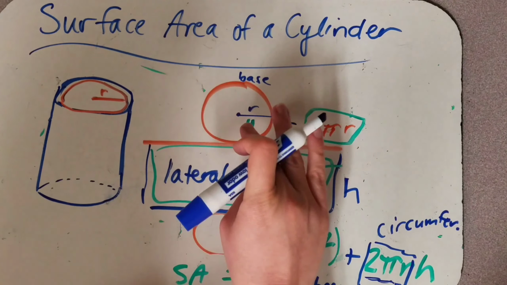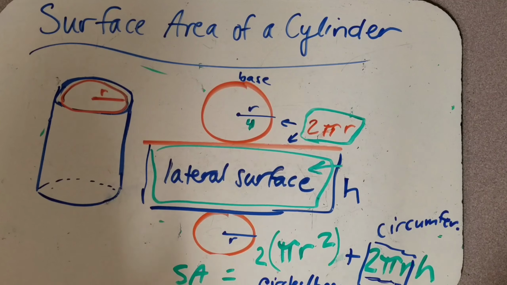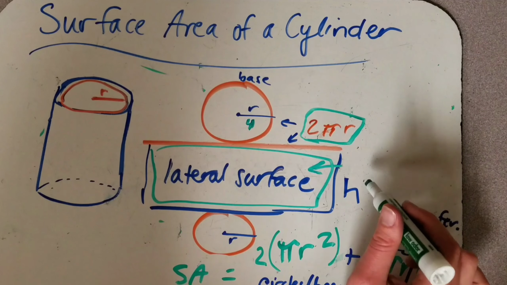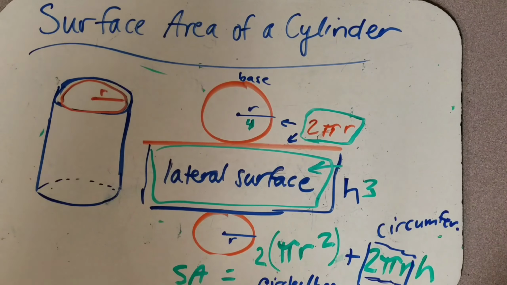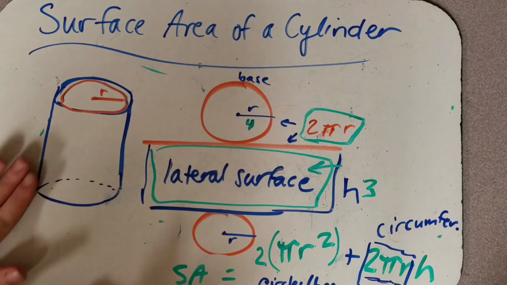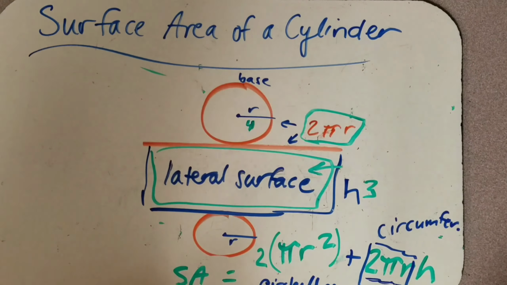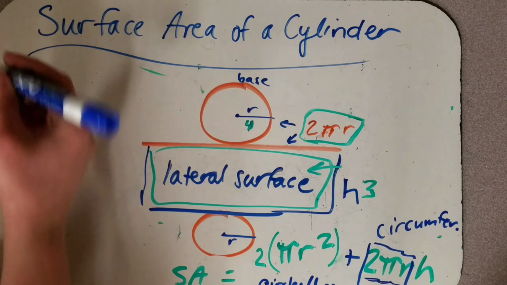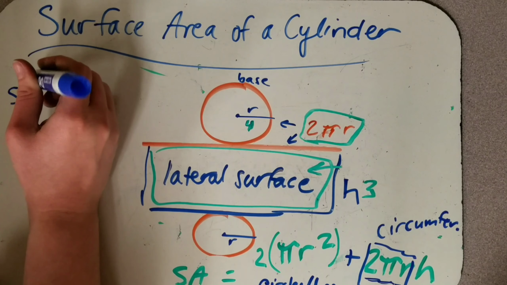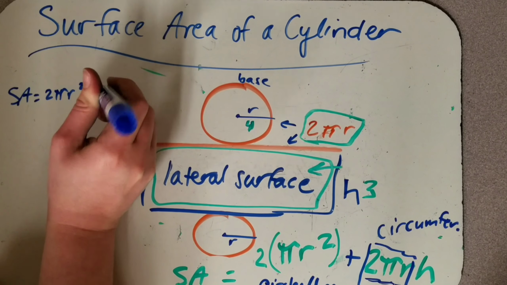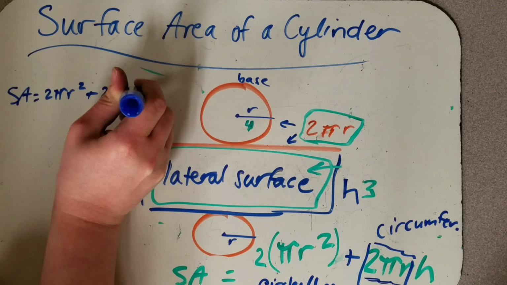I already wrote up here that our radius for the cylinder is 4, okay? And our height is going to be 3. So if I were figuring this out and I were plugging it in, I'm going to erase this for just 1 second so I can do some work over here. Okay, if I was working on this, surface area equals 2 pi r squared plus 2 pi r h. Okay, let's plug it in.